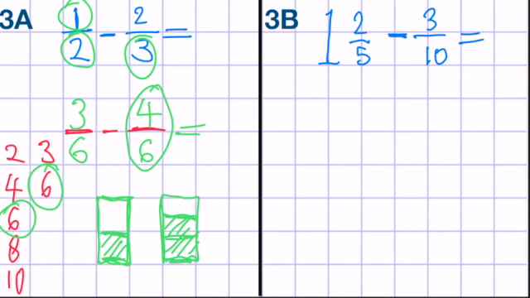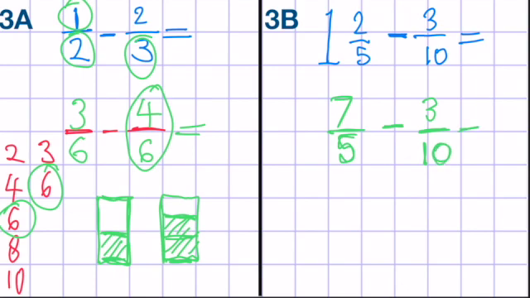Okay, 3B, we have a mixed number, take away a fraction. So what we're going to do, we're going to convert the mixed number into an improper fraction. So we do 1 times 5, which is 5 plus 2, which is 7 fifths. Okay, so we did 1 times 5 is 5 plus 2 is 7. Subtract 3 tenths. So that can be like that.